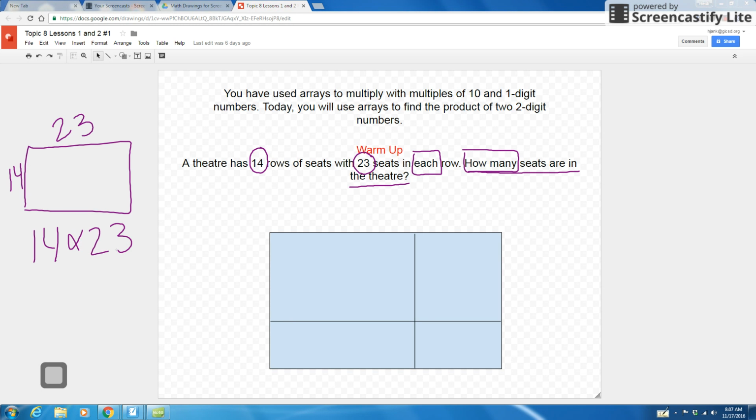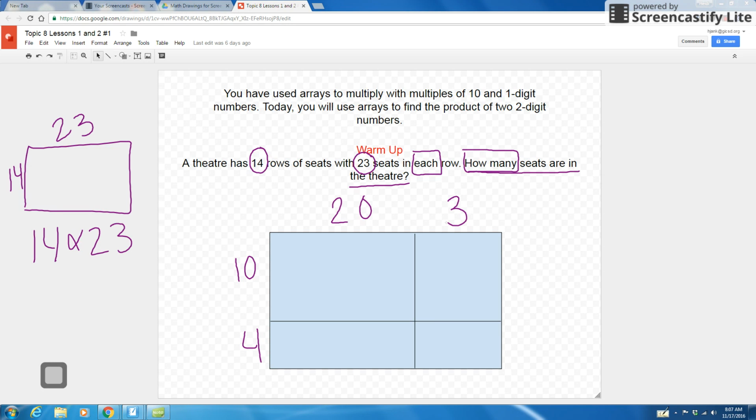We have not learned our standard 2-digit by 2-digit, so we're going to use some strategies that we have. So I can take my 14 and break it up so that it breaks into a 10 and a 4. Nice, easy numbers. I can take my 23 and turn it into 20 and 3.